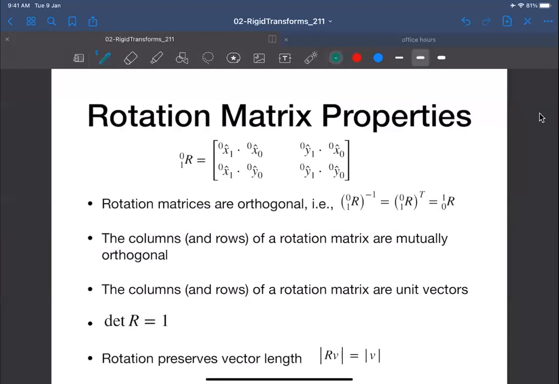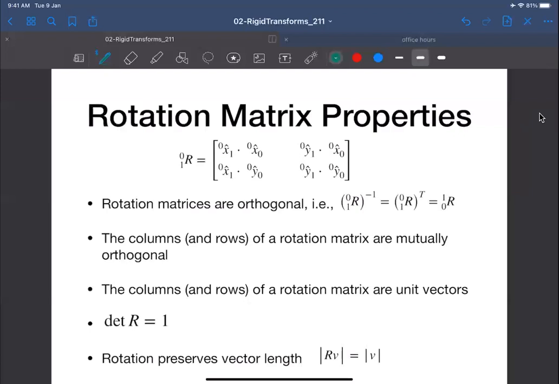The rows are nothing but the columns of the transpose, and the transpose of a rotation matrix is itself a rotation matrix, so it makes sense that the rows and the columns are mutually orthogonal. Notice here that we're not saying if you take a column, it's mutually orthogonal to all the rows. No, we're saying that the columns are mutually orthogonal and the rows are mutually orthogonal.